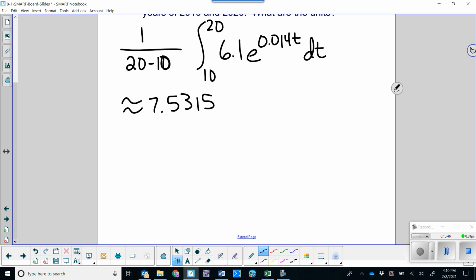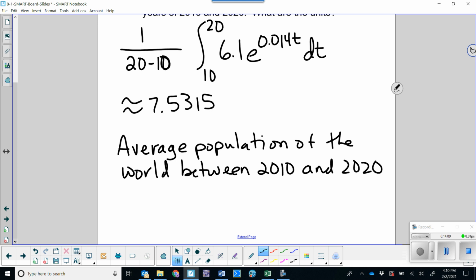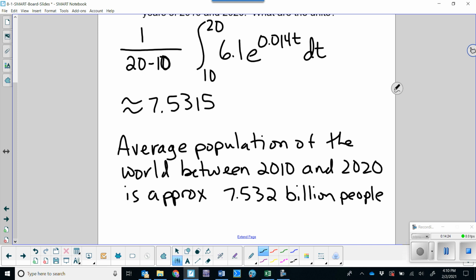Then I have to answer the question and make sure I have units. So basically what I found was the average population of the world between 2010 and 2020 is approximately 7.532 billion people. Make sure you don't say 7.532 people, because obviously it's a lot more than that.